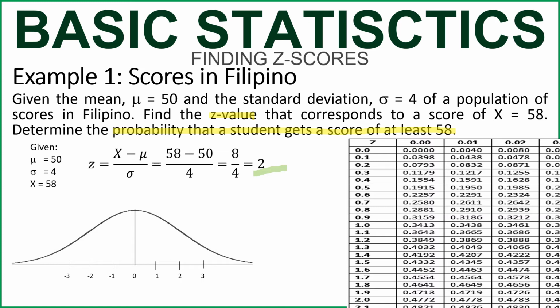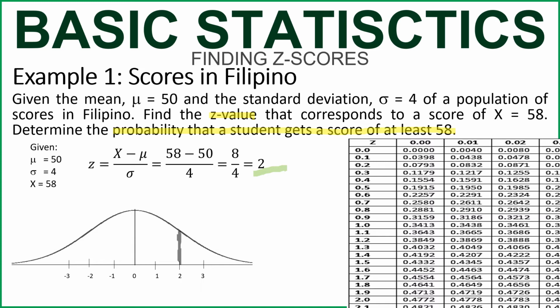Next is we get the probability that a student gets a score of at least 58. So, we're dealing with probability notation as I've said a while ago. So, just follow the steps in getting the probability notation. First thing is we draw the normal curve. So, our z value is 2. Definitely, it's here. So, I'm going to draw this. Then hindi naman natin alam kung more than or less than siya, right?